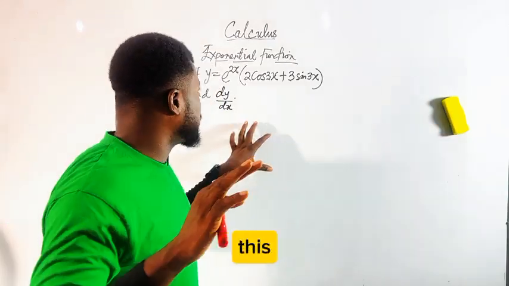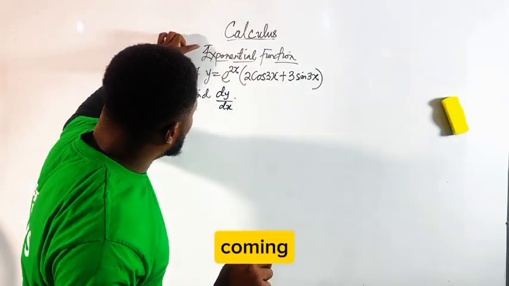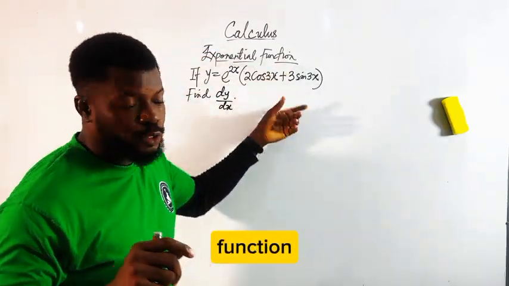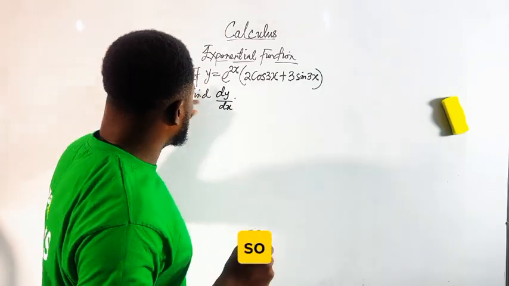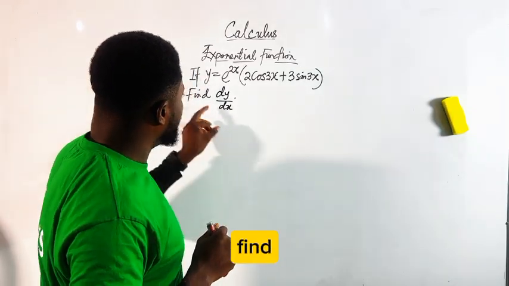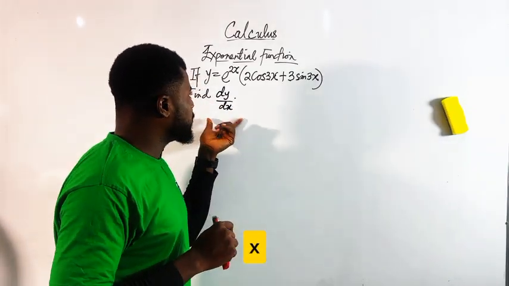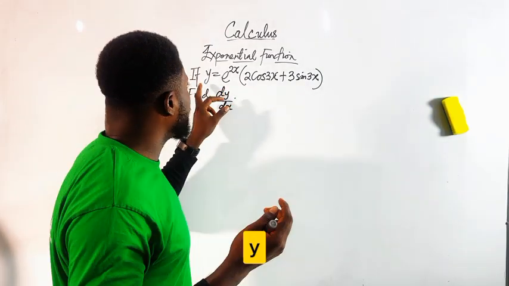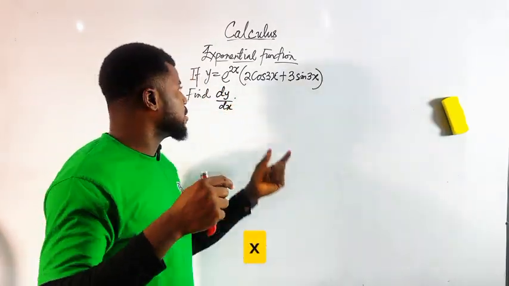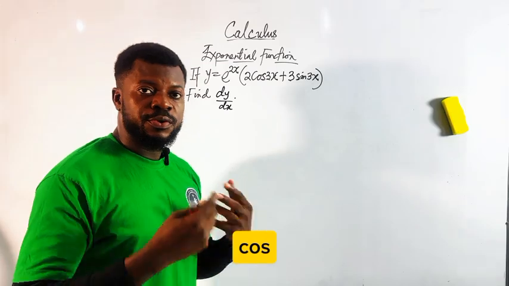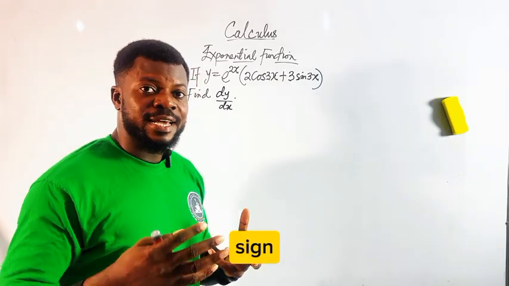Smart people, let's get this problem fixed. This comes under exponential function in calculus. We're asked to find the derivative of y with respect to x for this particular function, y equals exponential 2x times (2 cos 3x plus 3 sine 3x).